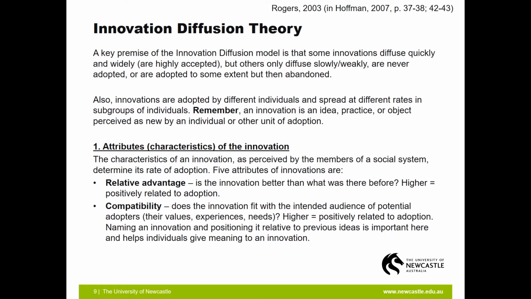This first component, attributes of the innovation, is important because it helps to break down what our innovation is and the different parts of it. It is about how individuals in a social system perceive a particular innovation. As part of diffusion theory, there are 5 attributes of innovations that people look at, and for each of those, depending on how they perceive it, it will either increase their rate of adoption or potentially decrease it. The first is relative advantage.